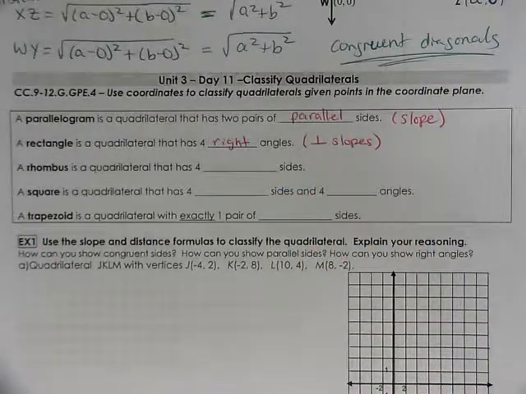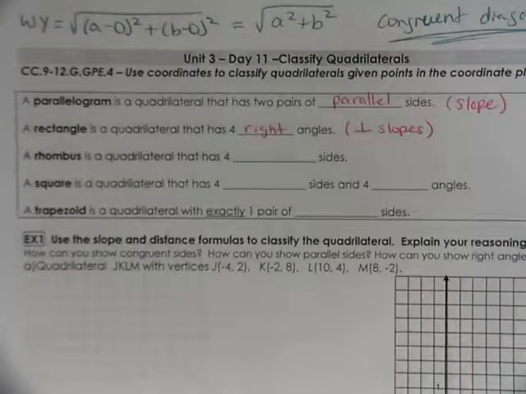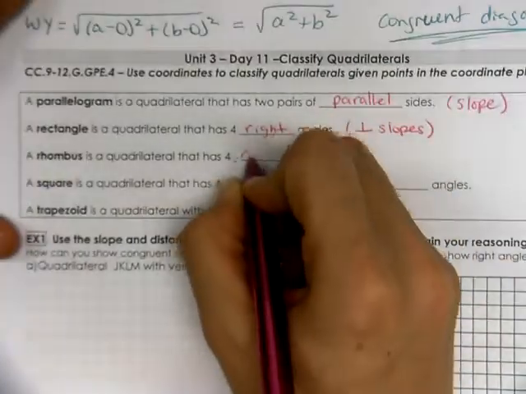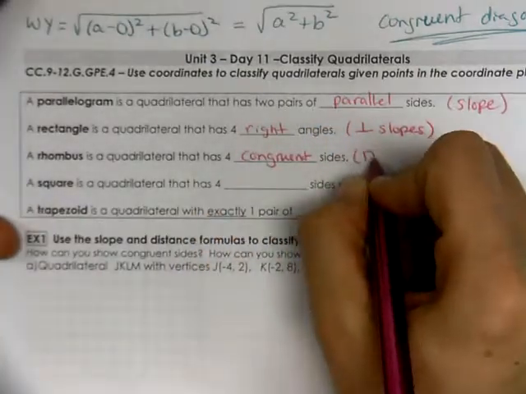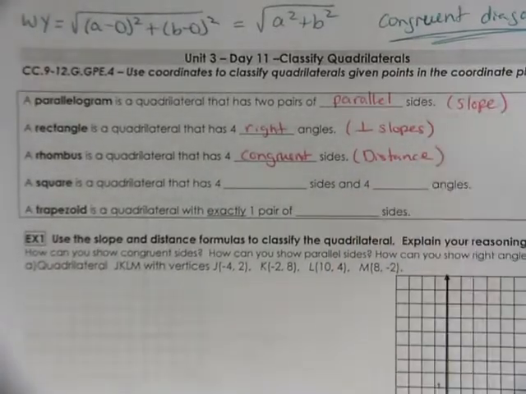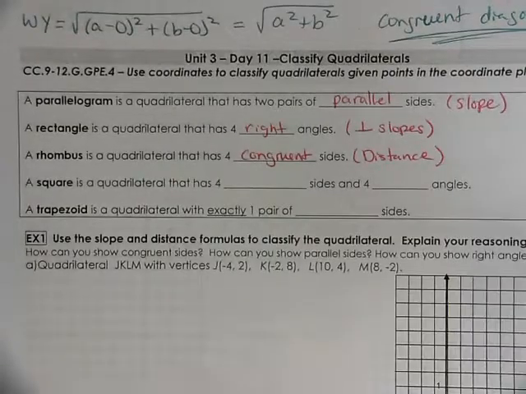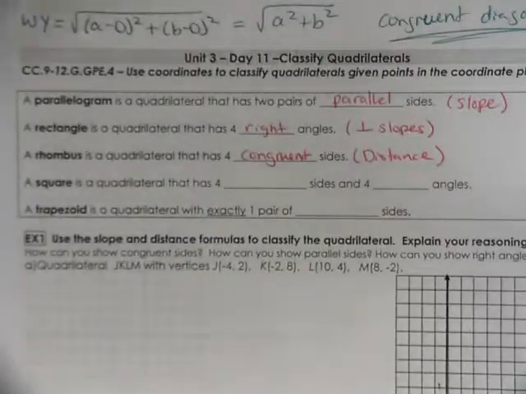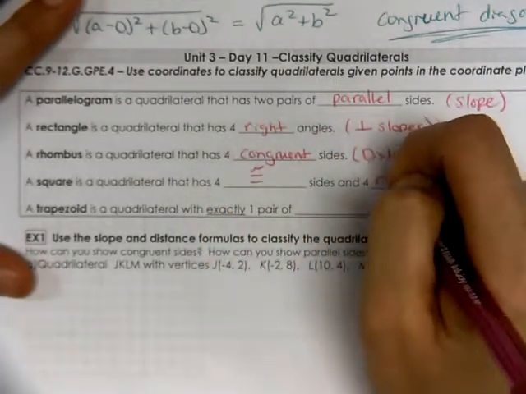For a rhombus, it has to have, rhombus is the tricky one. What kind of sides? All the sides are the same. So it has 4 congruent sides. So we're going to look at distance. A square is if a rhombus and a rectangle had a baby. So it has 4 congruent sides and 4 right angles.